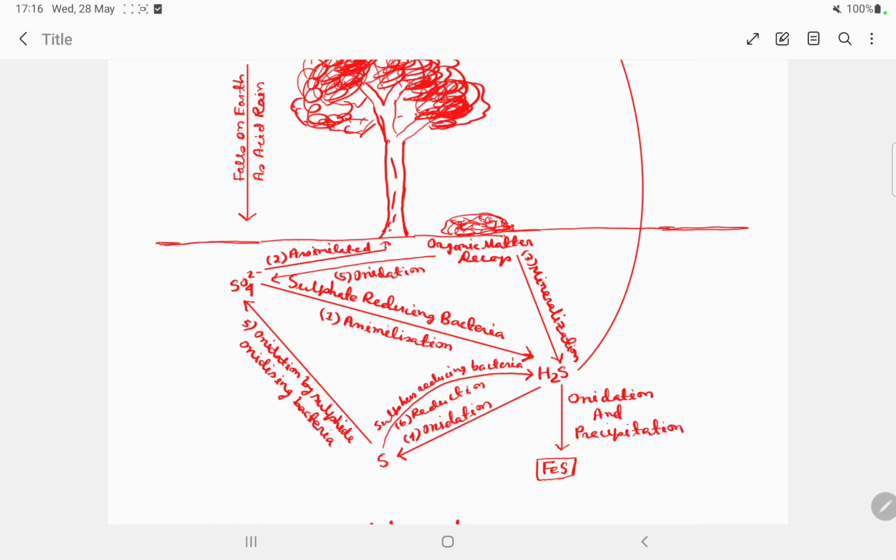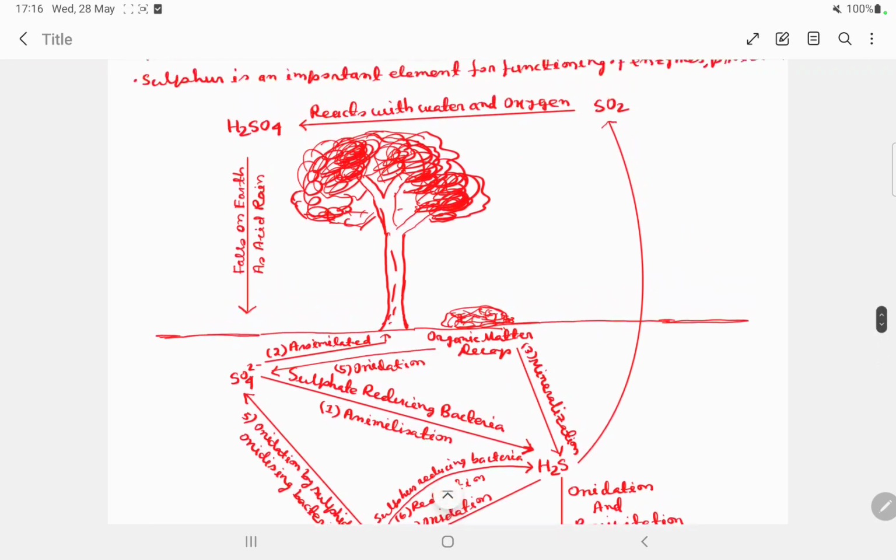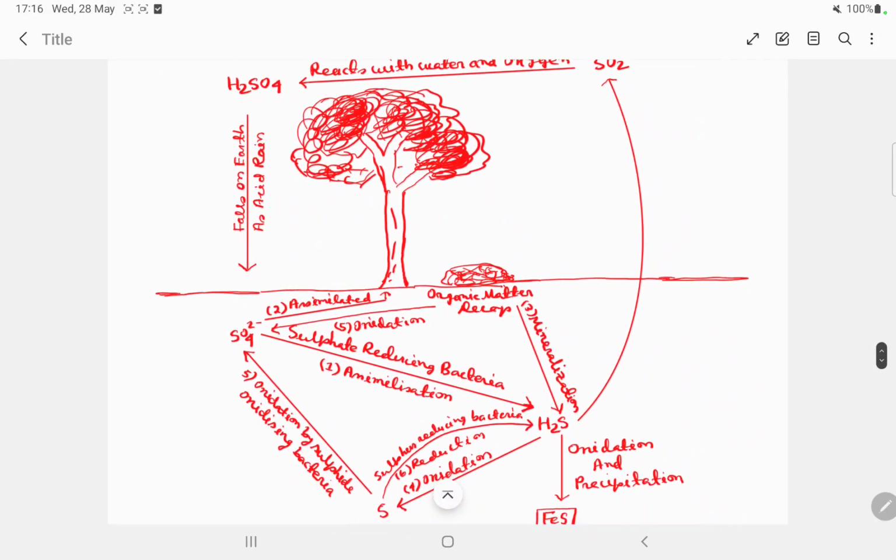Now the sulfur reducing bacteria again act on the sulfur atom to give rise to hydrogen sulfide. Now some of the hydrogen sulfide complexes with iron to form ferric sulfide, FeS precipitates, whose recycling is very slow. So this occurs in a cyclic manner.